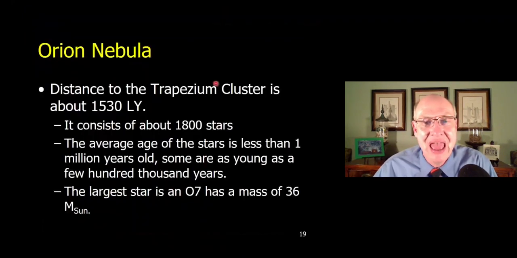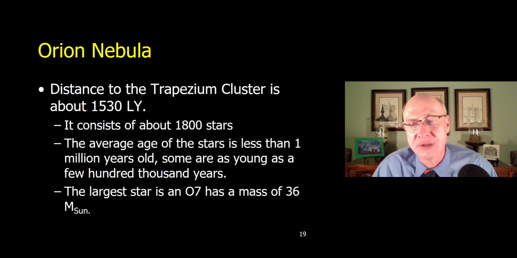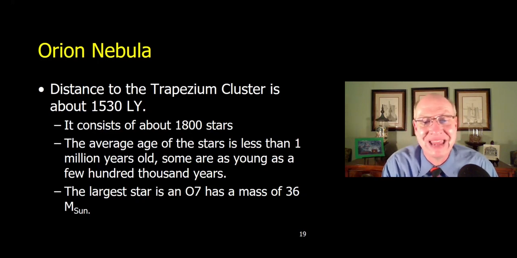So deep down inside this Orion Nebula, there is a cluster of newborn stars called the Trapezium Cluster. And the Trapezium Cluster is about 1,530 light years away from us. So it takes light 1,530 years to get to us. The cluster itself is made up of about 1,800 stars. The average age of the stars inside the cluster is less than 1 million years, and some of them are as young as a few 100,000 years. And the most massive of the stars, one that we'll talk about here in a second, has a mass that is 36 times the mass of our sun. It has as much mass as 36 stars like our sun, all combined into one star.